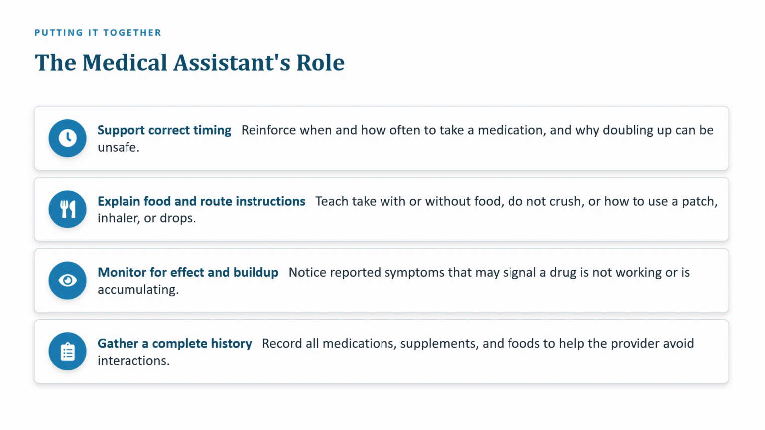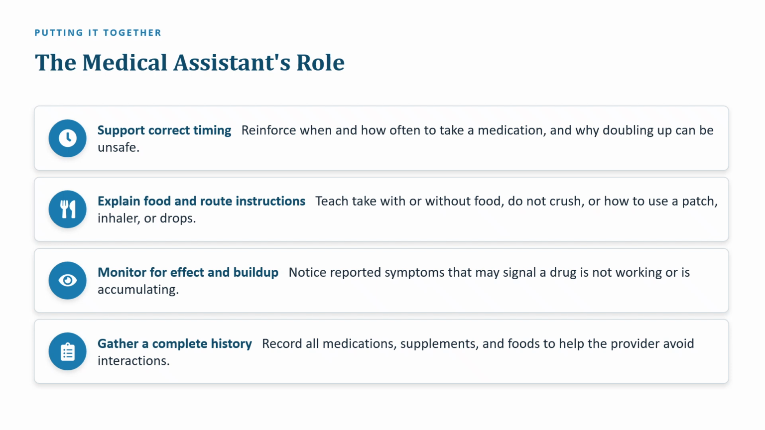Third, monitor for effect and buildup. Because organ function and interactions can cause drugs to accumulate, you stay alert to reported symptoms that might mean a drug is not working or is building up, such as new drowsiness on a stable dose, and you document and report them. Fourth, gather a complete history. Since interactions are such a common problem, you record all medications, including over the counter products, supplements, and relevant foods, so the provider can spot and avoid interactions.